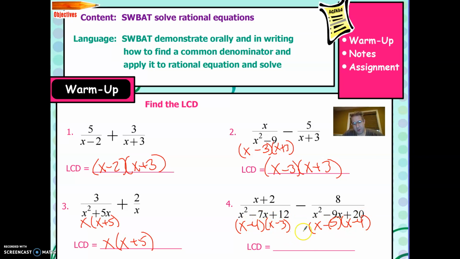All right, so it looks like we have three different factors in the denominator, so the LCD is going to be all three of them. So x minus 4 times x minus 5 times x minus 3.